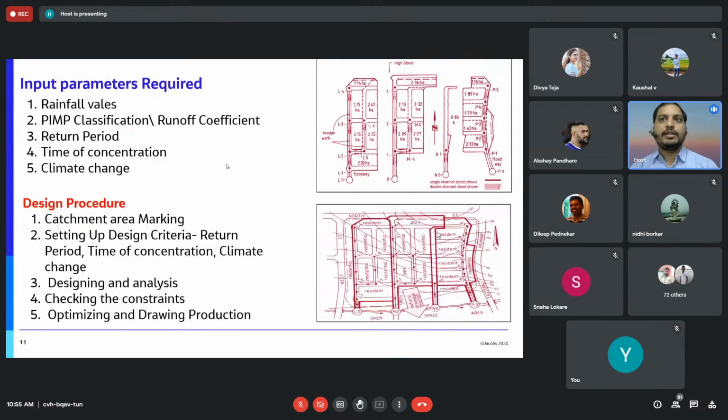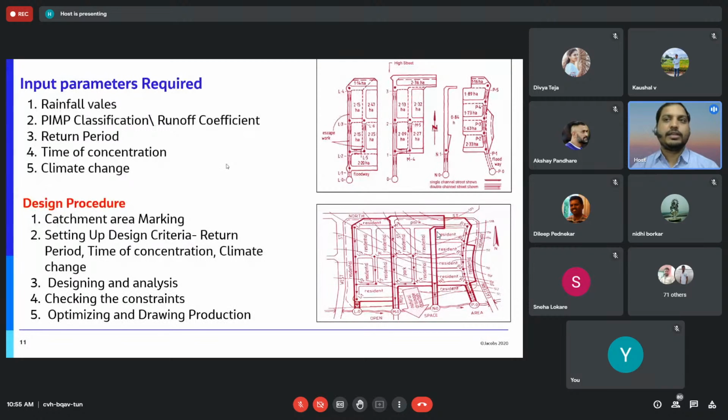Then the third part is the return period. The return period is very important when we are considering stormwater design. Return periods are normally 1 in 1, 1 in 10, 1 in 30-year, 1 in 100-year return period. So normally when we are designing a bridge, we check the return period for 1 in 100. But whenever we are designing the road drainage system, we check it for 1 in 10 year, 1 in 30 year, 1 in 50 year, etc.